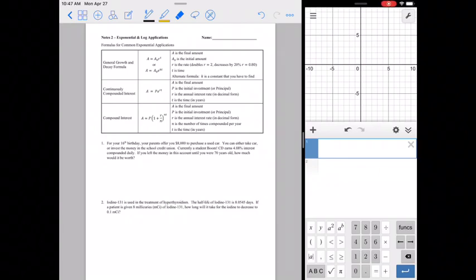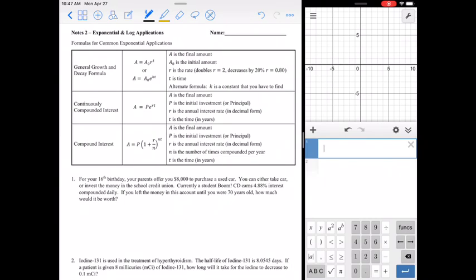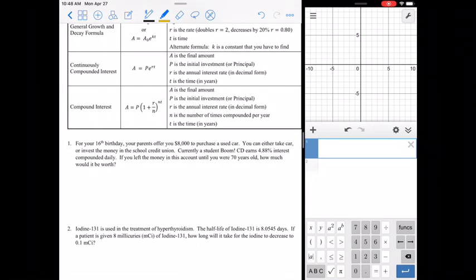Today we will be looking at notes to exponential and log applications. At the top of your notes are the formulas that we will be using for the next 5 problems. So in problem number 1, let's read it out, and I'm going to highlight the important numbers and information.